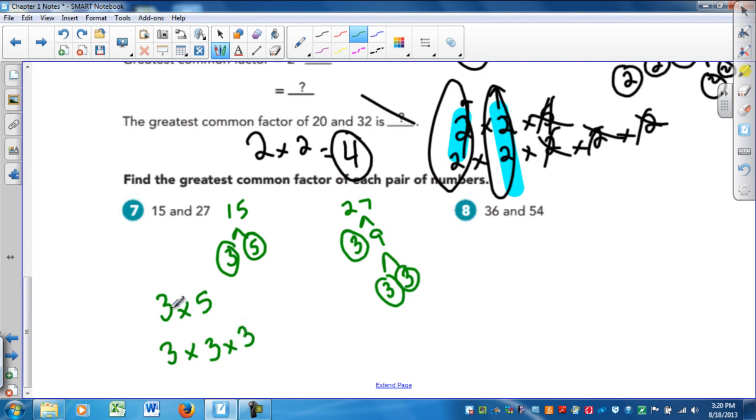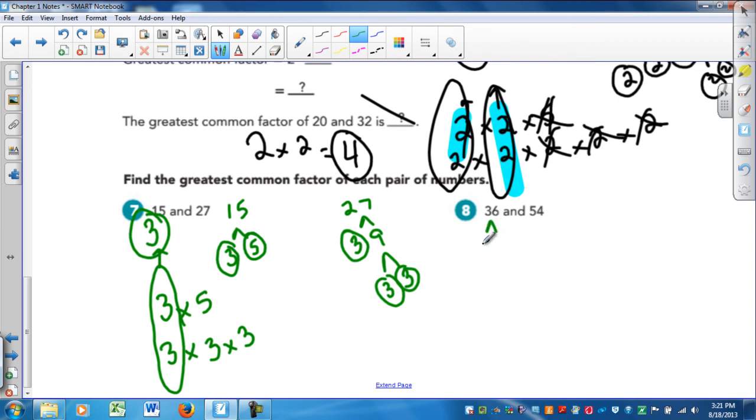I'm looking for common factors. I see a common 3. Nothing else in common. Therefore, how many of those do I use? I only use 1. My GCF of these two numbers is simply 3. Okay? So if they ever only have one number in common, that number is the GCF. Okay? Over here, let's do the prime factorization of these.